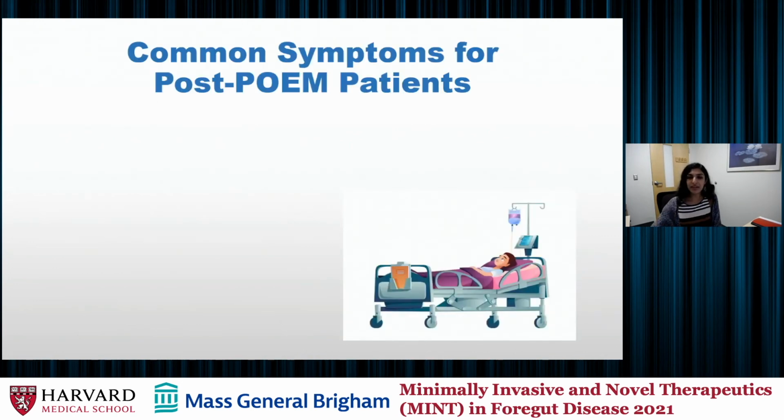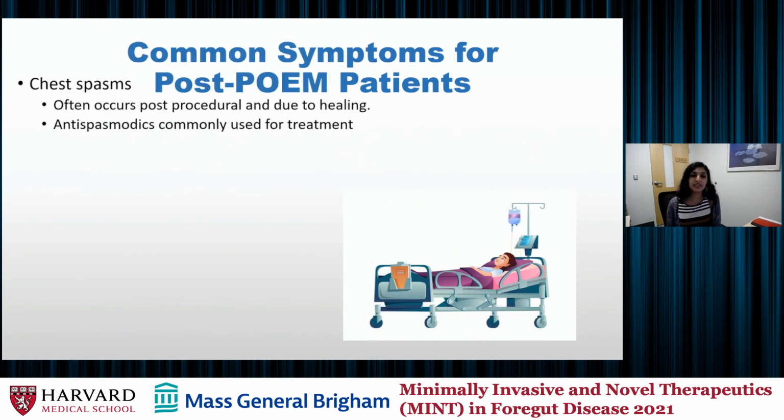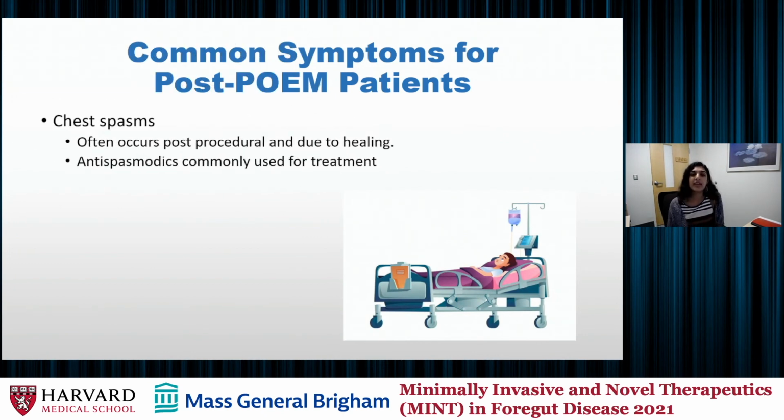So with that being said, I want to go through some common symptoms for post-POEM patients and some that you can see in post-POP as well. Most common in POEM patients are chest spasms. They can often occur post-procedurally and most likely are due to healing. In this case, we tend to use antispasmodics such as Levsin to treat these.